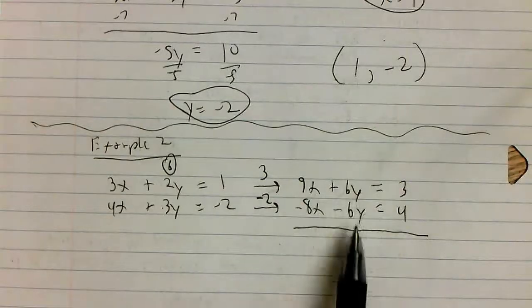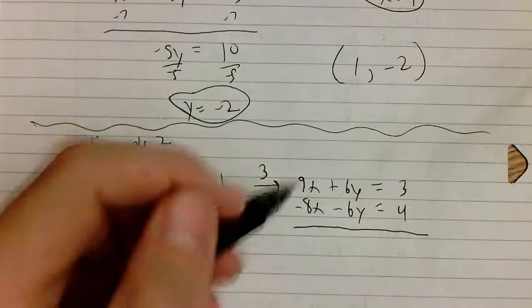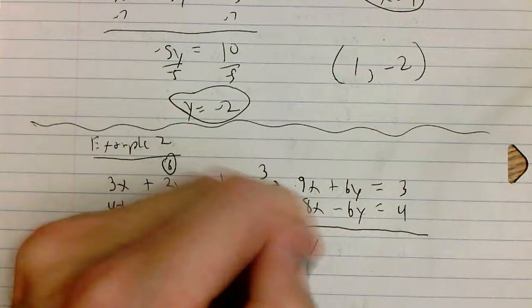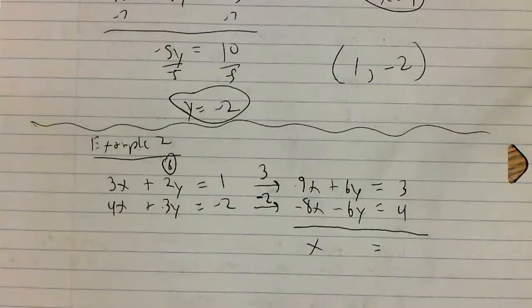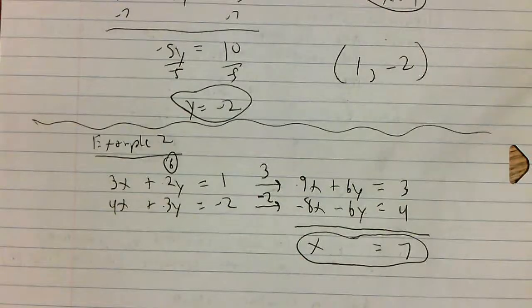Again, I have made the y's into opposites, but I could have done the x's. I am ready to add these together. 9x and minus 8x would just be x. Well, that's beautiful. 3 and 4 gives me 7. I've already got my x value: x equals 7.